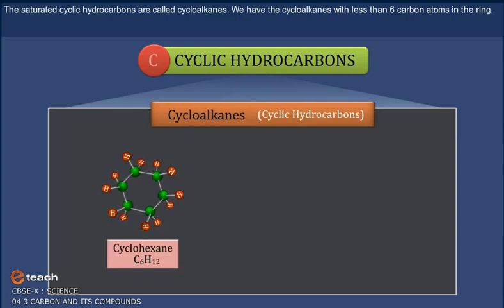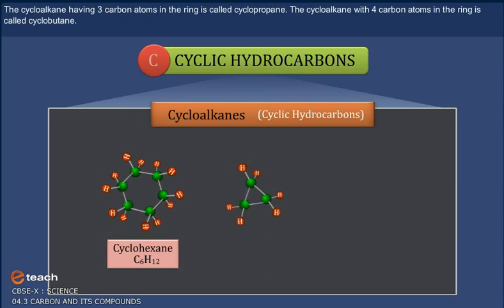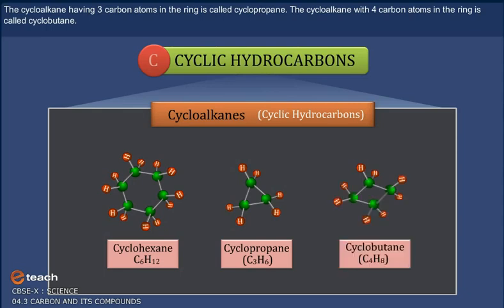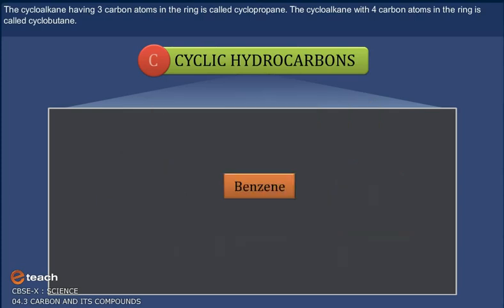We have cycloalkanes with fewer than 6 carbon atoms in the ring. The cycloalkane having 3 carbon atoms in the ring is called cyclopropane. The cycloalkane with 4 carbon atoms in the ring is called cyclobutane.